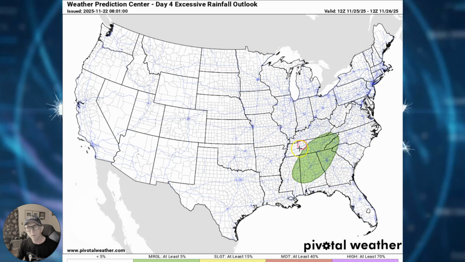25th, which is Tuesday. Marginal risk here. And the Alabama, Georgia, Tennessee, North Carolina area, right? And then the system really loses its punch here in the east, and we have a little bit of a threat here on the west coast.